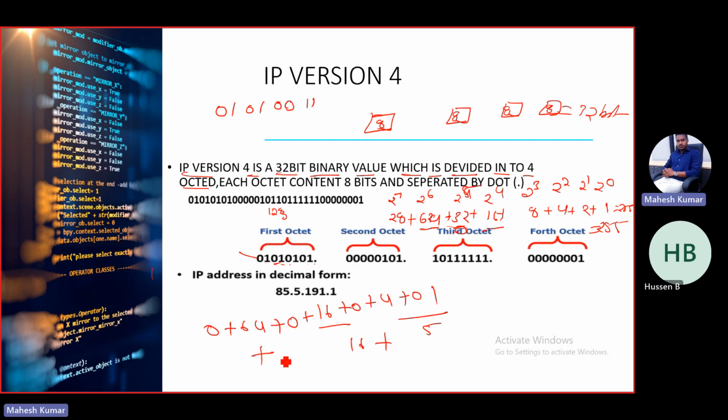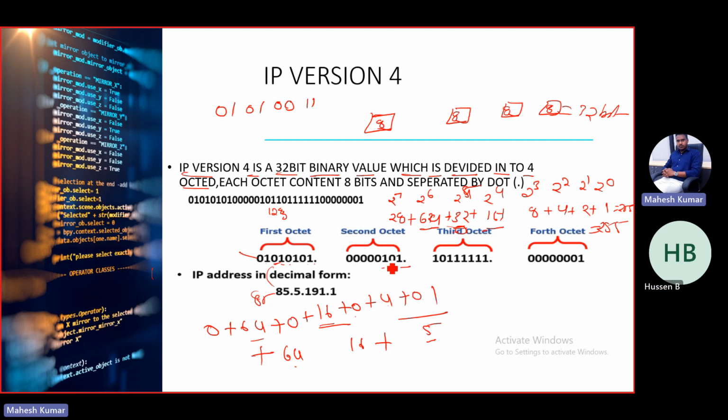64. So 64 and 64 and 16 is 69. 16, 4, then 0 is a 0, then 16, then 8, then 4, then 2 is a 1. 0, then 1. So the total value will become the IP address in decimal form. If you convert it, it will become 85.